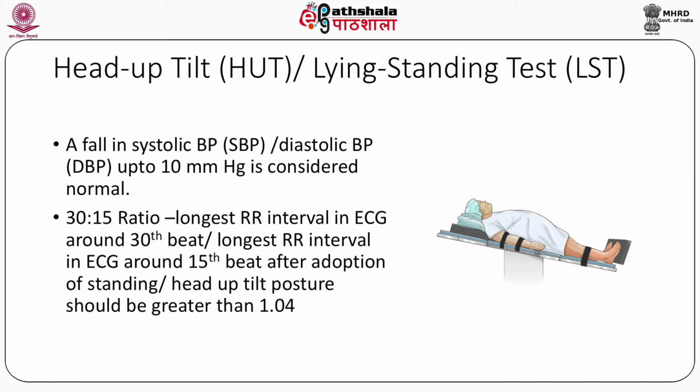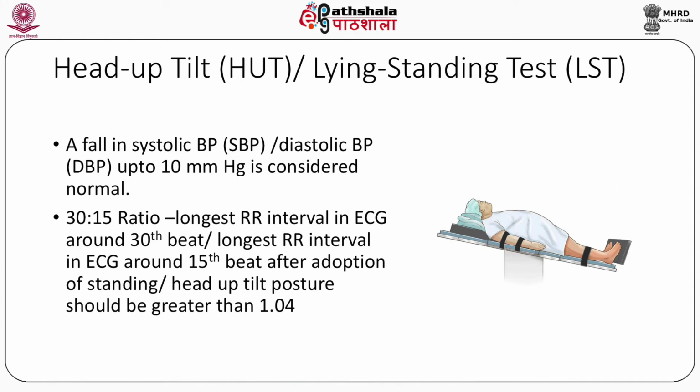At any given point during this standing posture, if there is a fall in either systolic BP or diastolic BP greater than 10 millimeters of mercury, it is considered abnormal. Less than 10 millimeters of mercury fall in BP is considered to be an acceptable response, whereas 10 to 20 is considered borderline abnormal, and a fall of greater than 20 millimeters of mercury in either systolic or diastolic BP is considered to be outright abnormal.